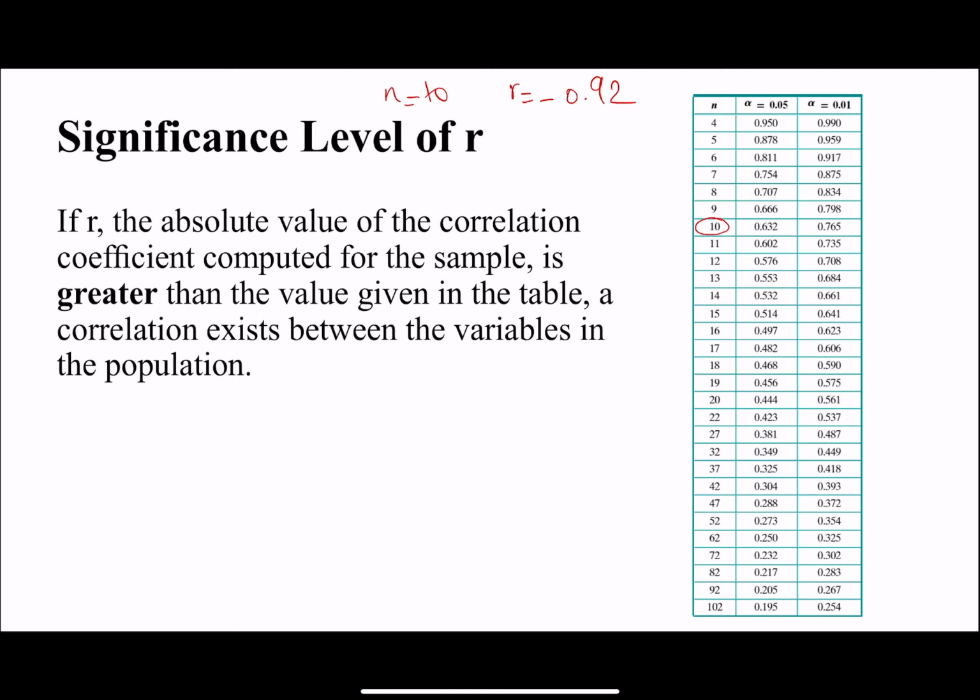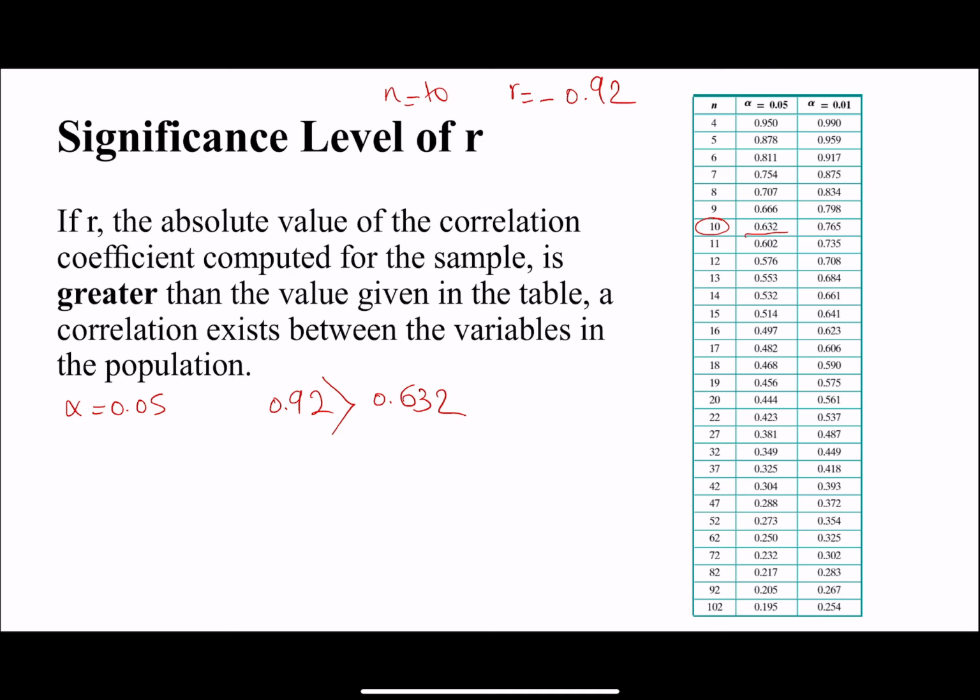There we go. Guys, we have two columns. One is for alpha 0.05 and the other one for alpha 0.01. What I'm going to do, for example, is focus on alpha 0.05, the second column first, okay? And I compare the number given with the magnitude of the correlation that we have. Forget about the negative, okay? The magnitude of correlation that I have is 0.92. If this value is bigger than the value in the table, which is 0.632, then I can say that, yeah, there is a correlation.